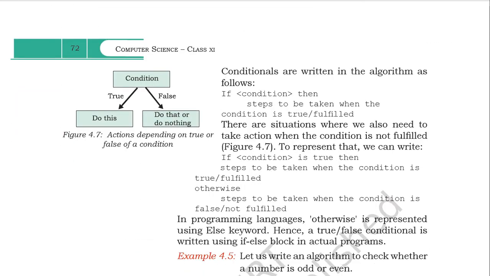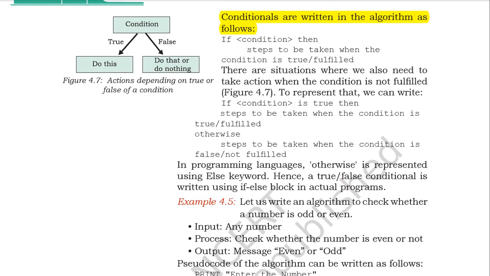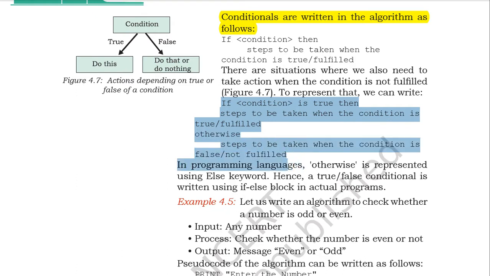Now, here is an important part. Conditionals are written in the algorithm as follows. How to write down the conditions in an algorithm? If the condition is true, then write the steps to be taken when the condition is true or fulfilled. There are situations where we also need to take action when the condition is not fulfilled. To represent that, we can write: if condition is true, then steps to be taken when the condition is true; otherwise, steps to be taken when the condition is false.